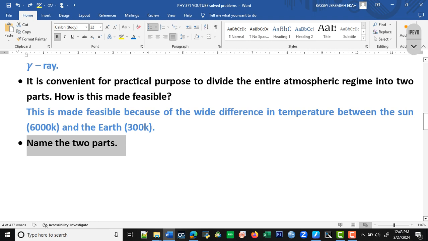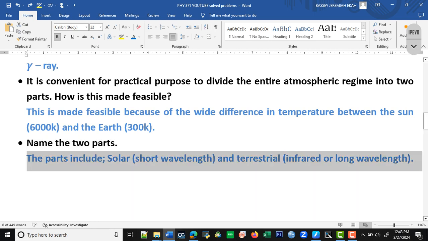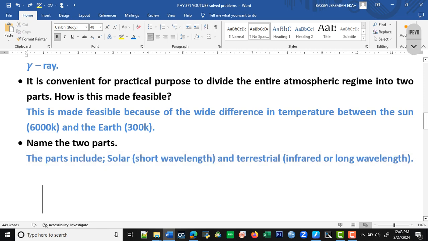The next question says, name the two parts of the atmospheric regime. So the two parts include the solar and the terrestrial. When we talk about the solar, we are talking about the short wavelength. When we talk about the terrestrial, we are talking about the infrared or the longer wavelength.